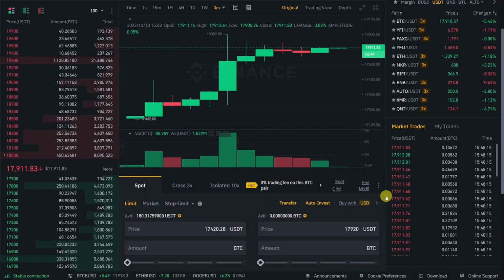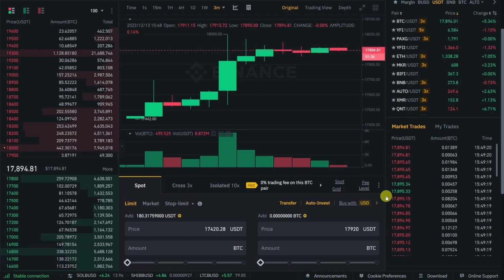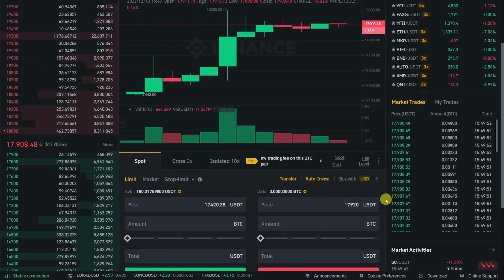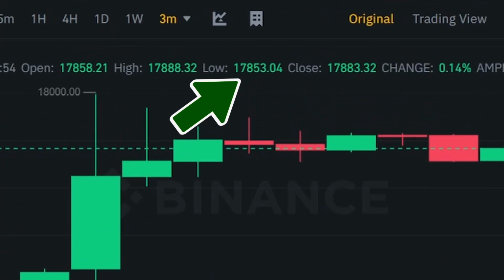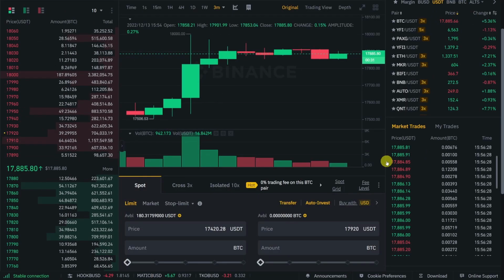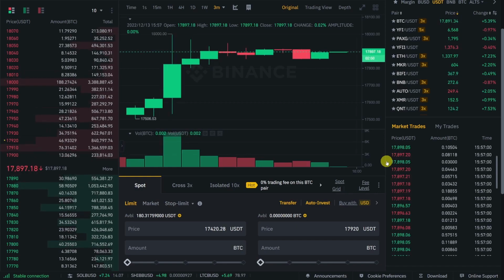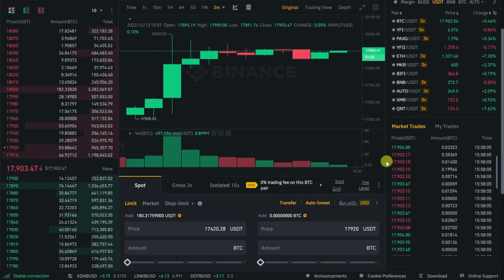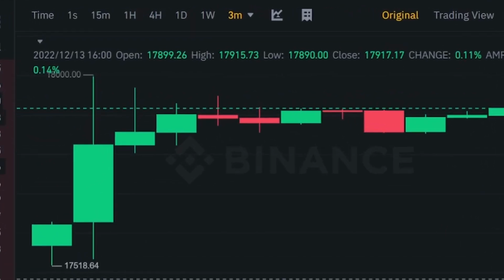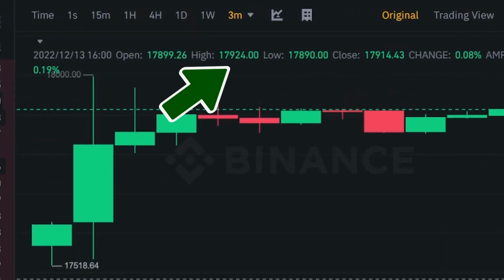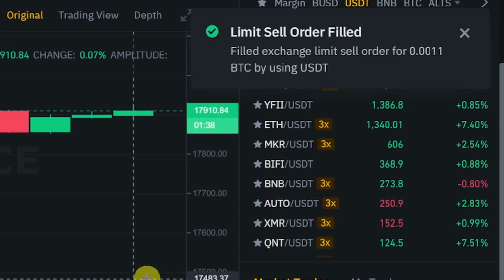So I sat there anxiously watching and waiting as the price kept going up and down. At one point it went as low as 17,853. Oh boy. That was sort of a new feeling for me, a mixture of worry and excitement. I was really rooting for the price to go up. And in about 13 minutes, the target price in the limit order was reached. Bitcoin hit 17,924 and my small order was filled immediately.